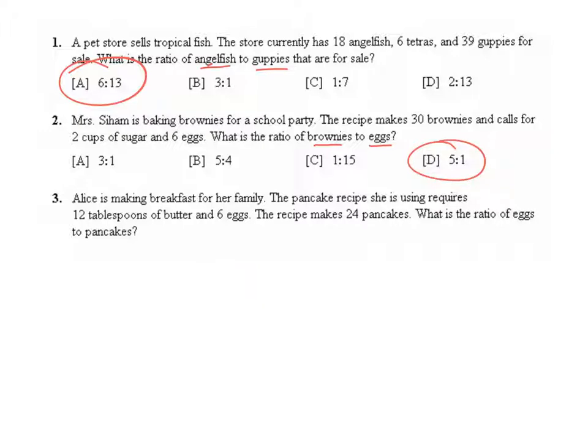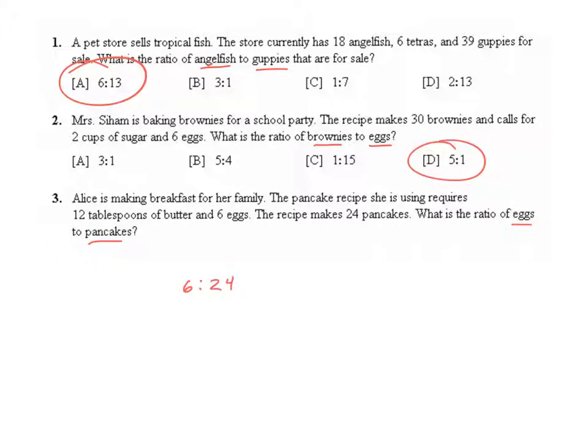In question 3, Alice is making breakfast for her family. The pancake recipe she is using requires 12 tablespoons of butter and 6 eggs. The recipe makes 24 pancakes. What's the ratio of eggs to pancakes? 6 eggs is going to come first, and that makes us 24 pancakes.